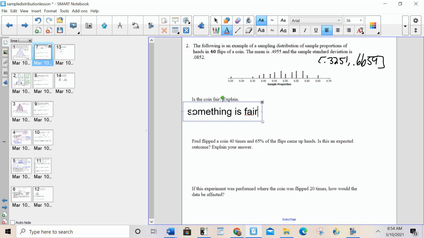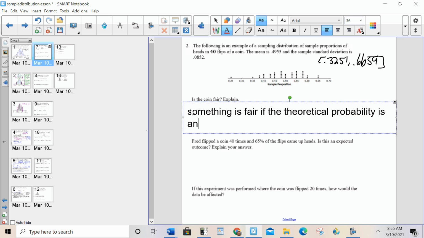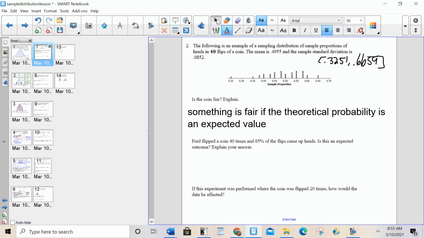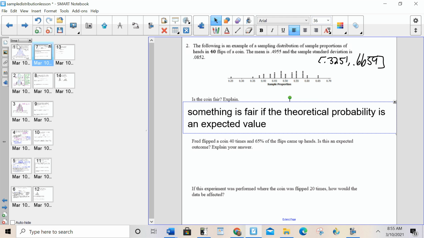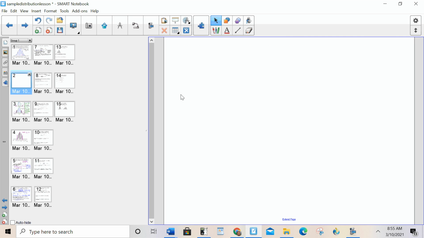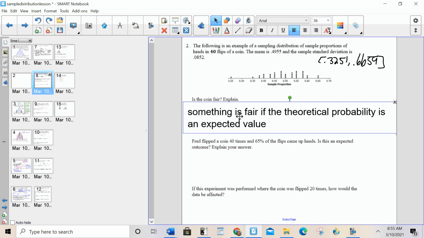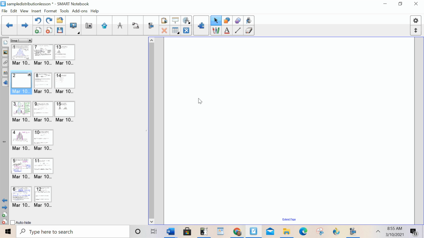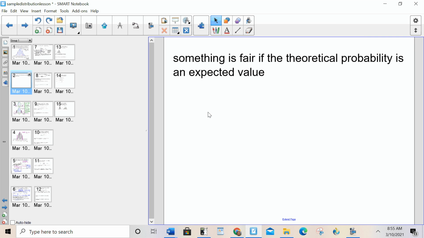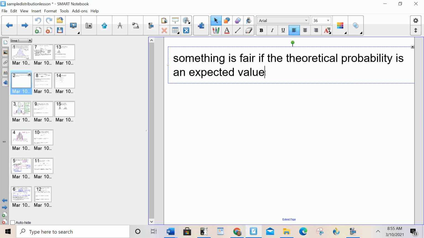Something is fair if the theoretical probability is an expected value. I'm going to throw this at the front of the lesson as well, because this is an important concept. Something is fair if the theoretical probability is an expected value, and by expected value, I mean in the confidence interval.